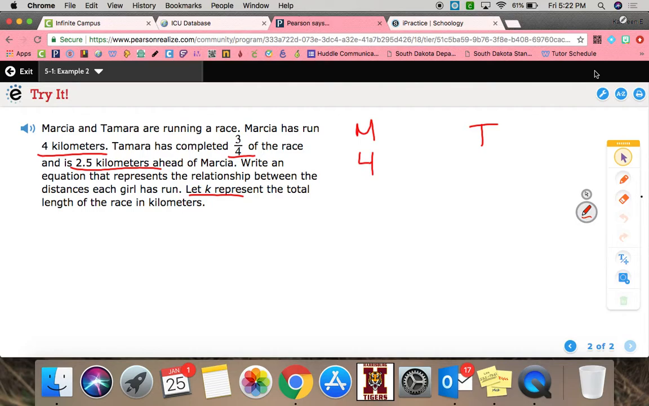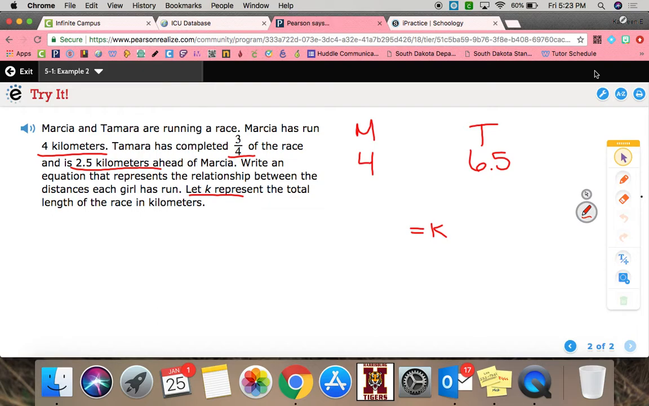So we can find out how much Tamara has run so far. She is at 4 plus 2.5, which would be 6.5. Okay, so Marcia's at 4, Tamara's at 6.5. We need to find out the whole length of the race. Okay, so we have what is the length of the race is what equals K means. What is the length of the race? The length of the race is K. Okay, so they're going to mean the same thing.